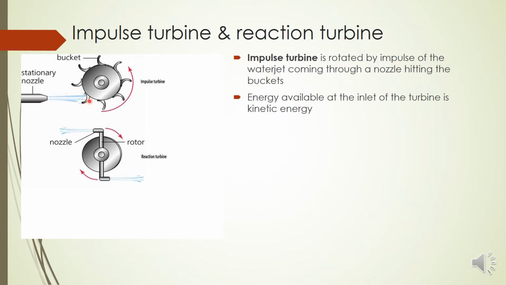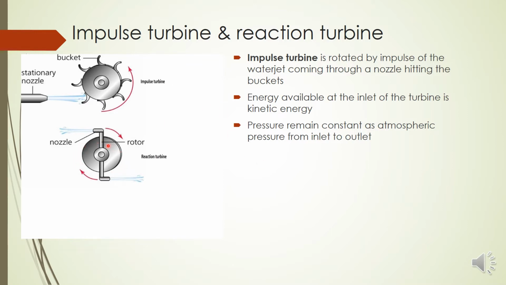So the major energy in an impulse turbine is kinetic energy. This is very, very important. The energy available at the inlet of an impulse turbine is only kinetic energy, and that means pressure remains constant. The pressure is only atmospheric pressure. So before hitting and after hitting, the pressure remains constant in an impulse turbine. It is just atmospheric pressure. So this is the impulse turbine.